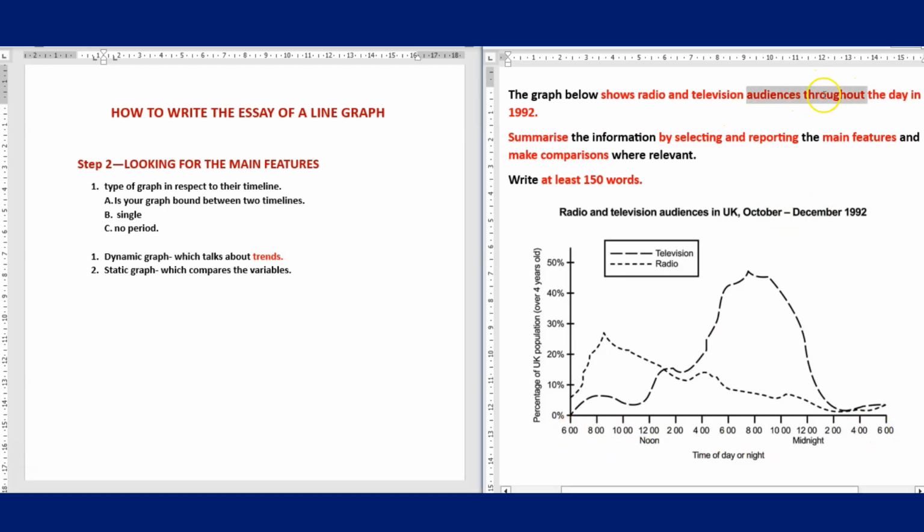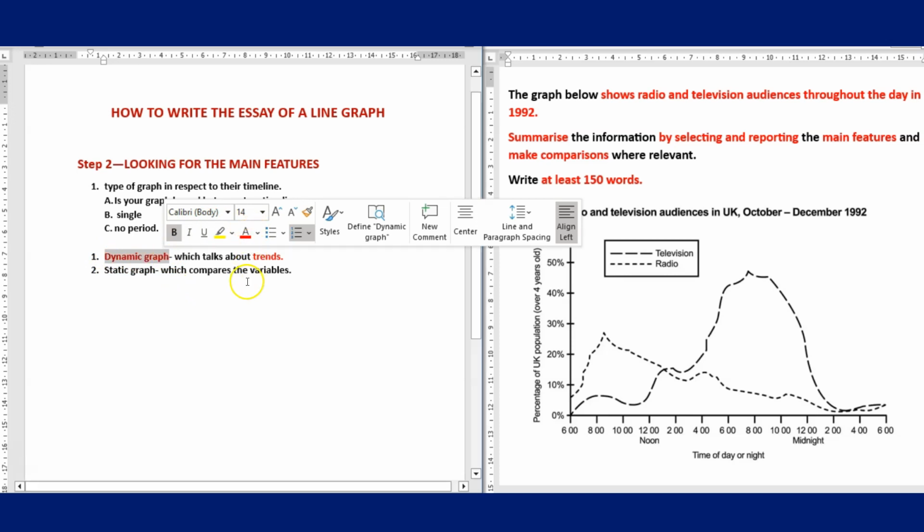It's throughout the day, right? Throughout the day. So it shows you that it's from one period to another, and it can be confirmed here, 6 a.m. to 6 a.m. So from this graph that we are using, our sample question, this graph is actually a dynamic graph.